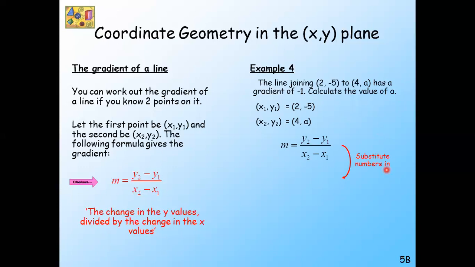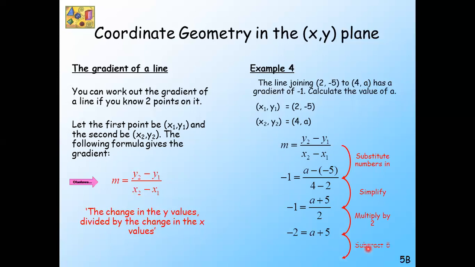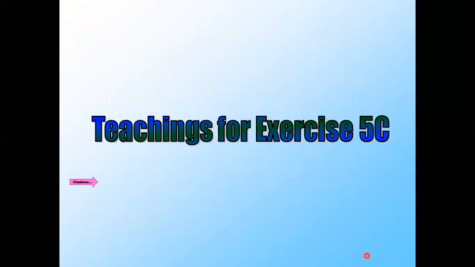You have minus 1 as m because minus 1 is given to us as the gradient. Then we substitute our a and our minus 5 for y, and then we substitute our 4 and 2 for x. Then we simplify that. Of course, that will give us minus 1 equals a plus 5 over 2. Now cross multiply, that will give us minus 2 equals a plus 5. Now if I simplify further by collecting like terms, my a is going to be equal to minus 7. So definitely that is the end of this problem solving on gradient of a straight line.